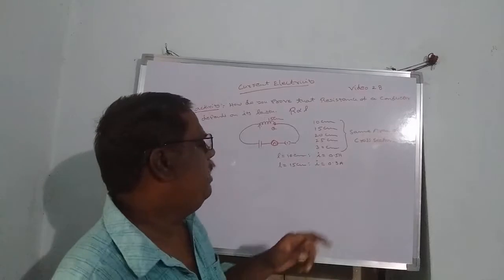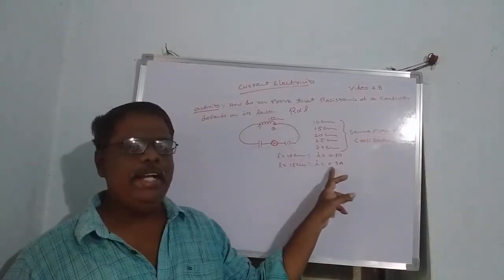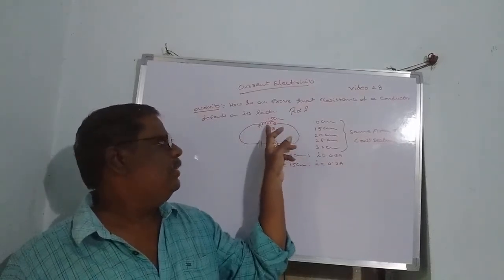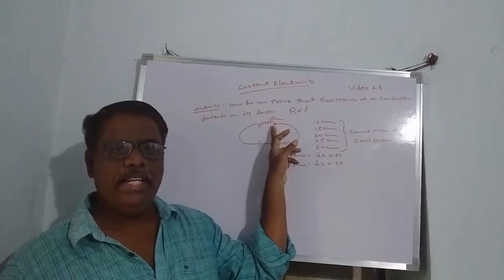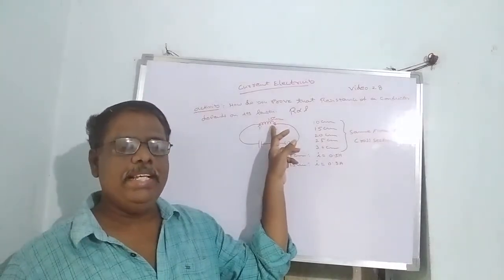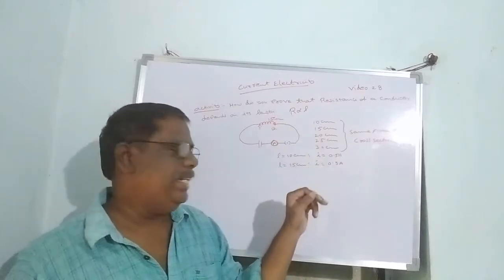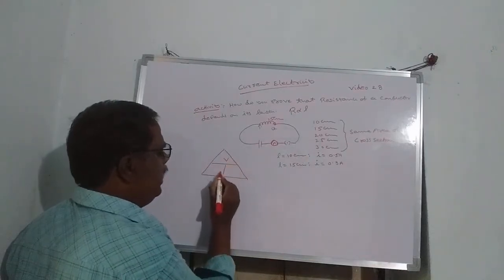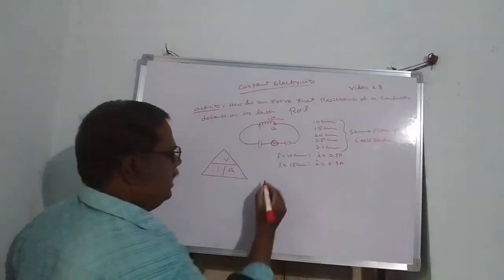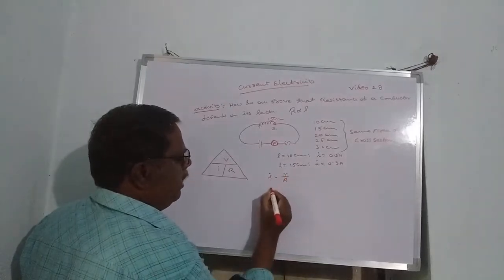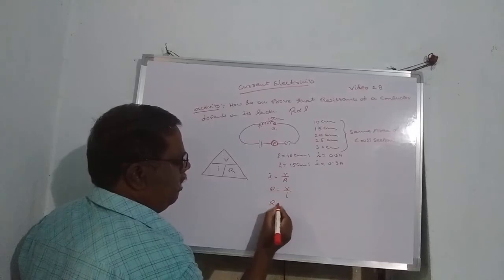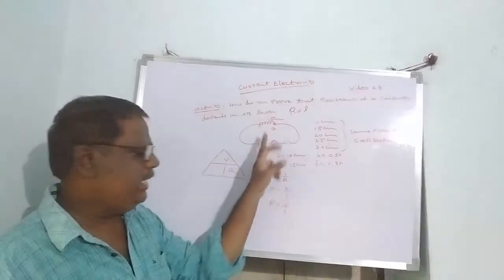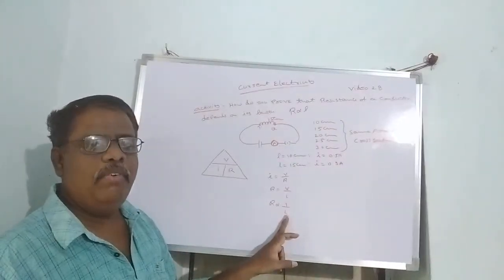What is going to happen when the length increases? The current reading will decrease, because when the length increases, the resistance increases. So when the length of the conductor increases, the resistance increases, and the flow of current decreases, because from Ohm's law we have studied the relation between voltage, current and resistance. I is equal to V by R, or R is equal to V by I, so R is inversely proportional to I. So if length increases, resistance increases. If resistance increases, current flow will decrease.